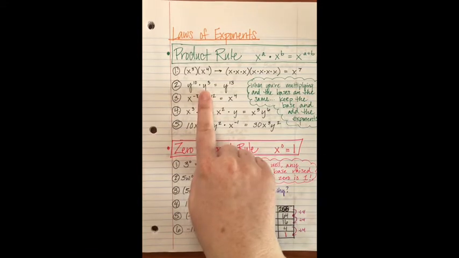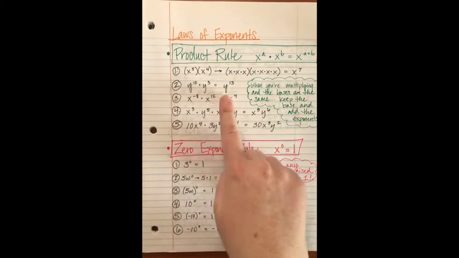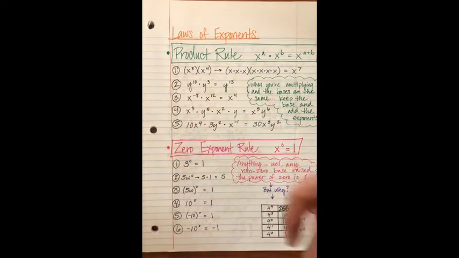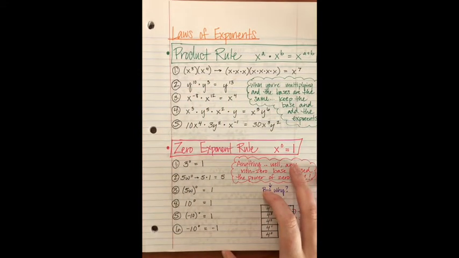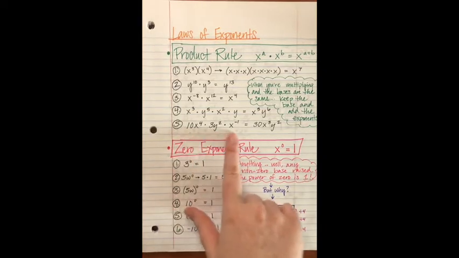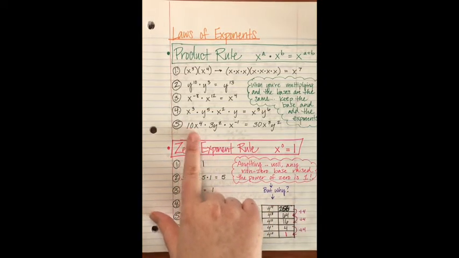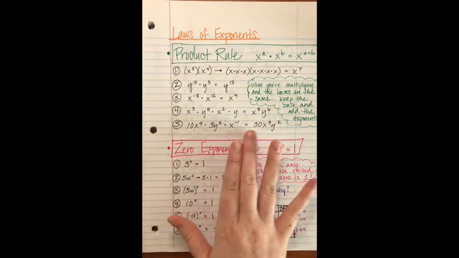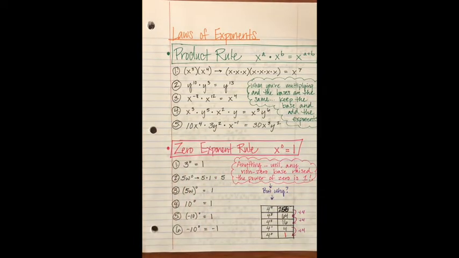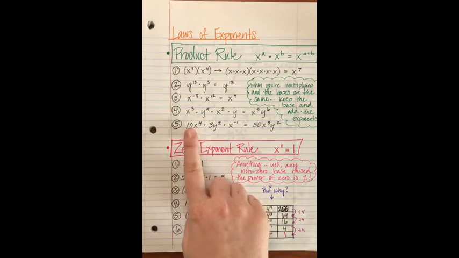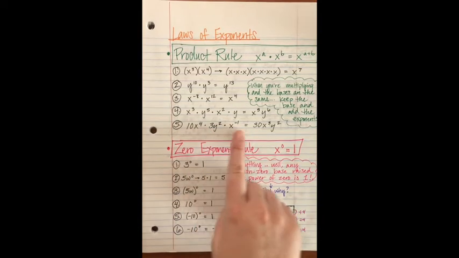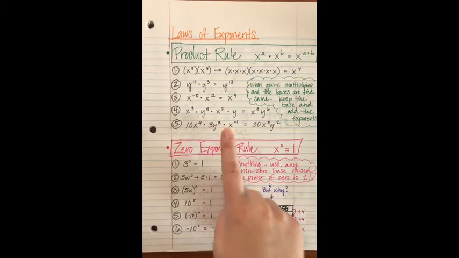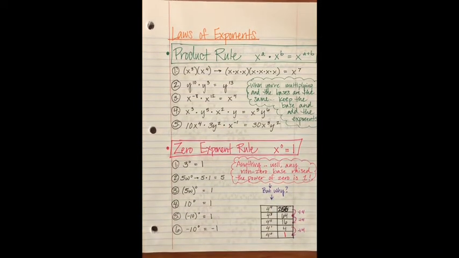y to the 10th times y to the 3rd. We just leave the base as y, and then you add the exponents. 10 plus 3 is 13. When you get down to an example like number 5, when you have coefficients out front, so like regular numbers, everything's just being multiplied, so we can multiply in any order we want. So I can just multiply the 10 and the 3 real quick. That makes 30. Remember, there's a secret 1 in front of there, but 1 times 30 is just still 30.